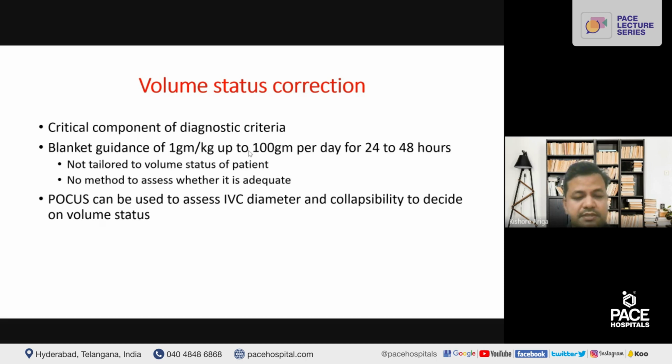So this can be done by point of care ultrasound, which has come up recently, and it is used in and out of ICUs. All the physicians, nephrologists, and ICU personnel in the Western world are frequently using it, and it has dramatically changed the management. So focused ultrasound can be used to assess the IVC diameter and collapsibility to decide on volume status.